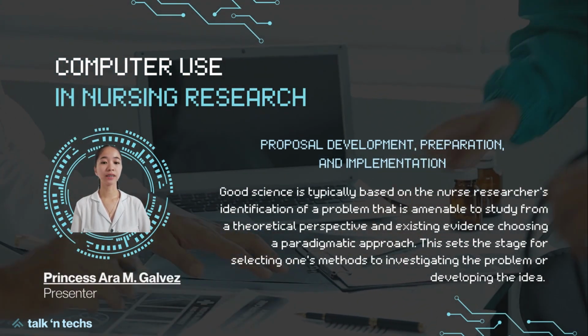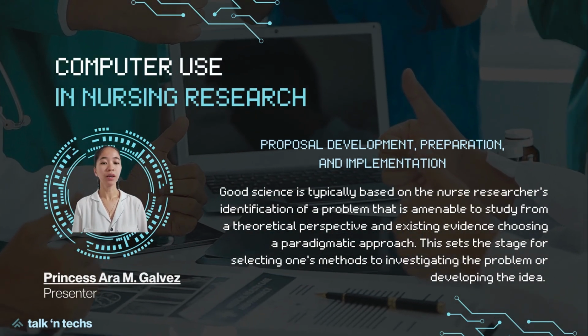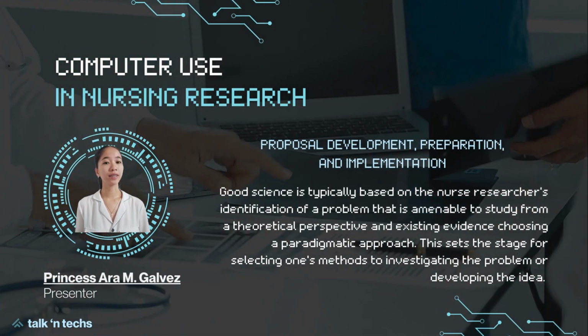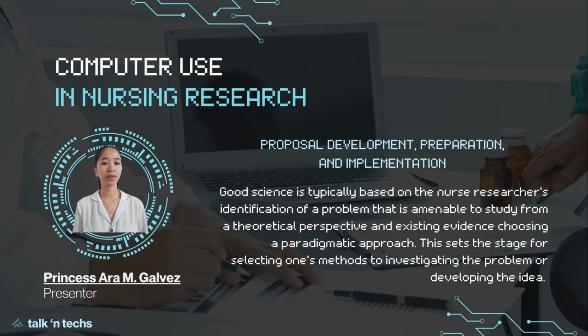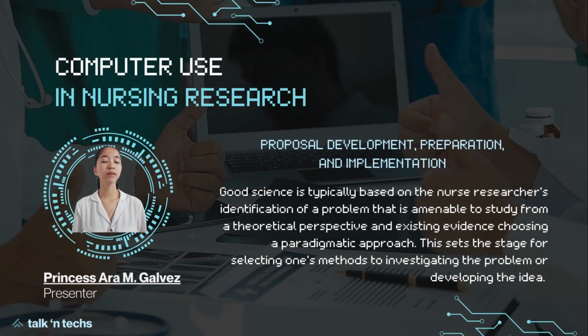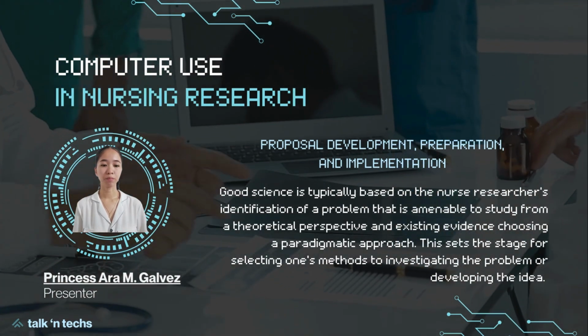Good science is typically based on the nurse researcher's identification of a problem that is amenable to study from a theoretical perspective and existing evidence, choosing a paradigmatic approach. This sets the stage for selecting one's methods for investigating the problem or developing the idea.